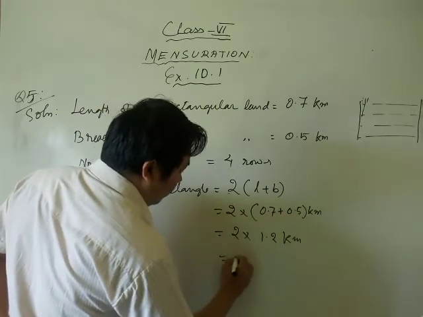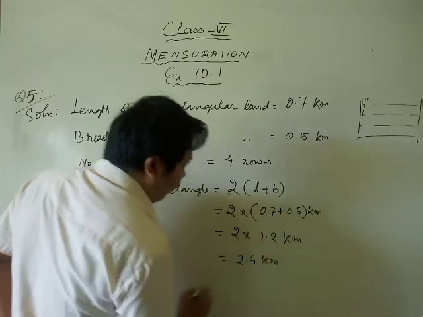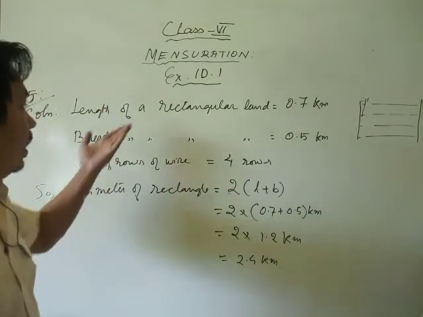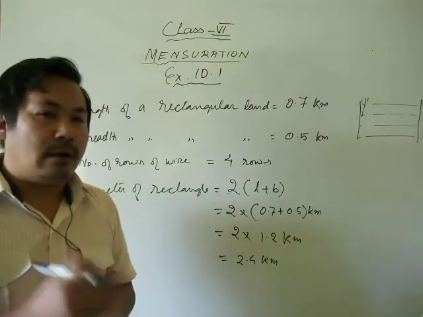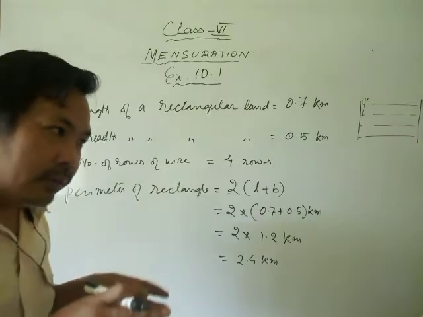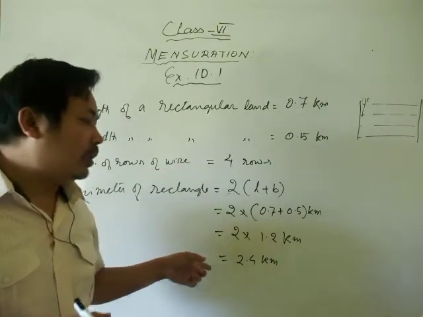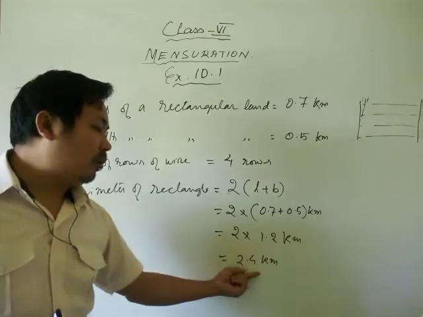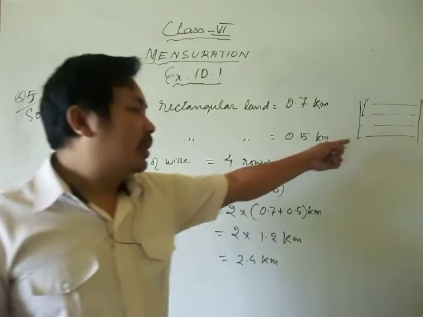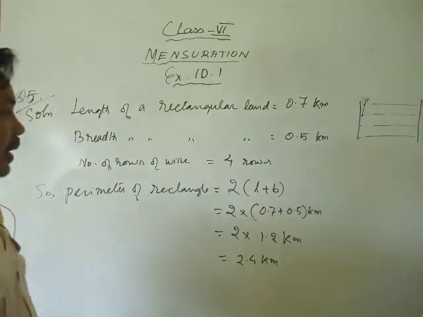That is 2.4 kilometer. So 2.4 kilometer is the perimeter of the rectangular land. Means the total length of the boundary, or total distance of the boundary, isn't it? So for one single row, this many kilometers of wire. And for 4 rows, how much will be there? So we have to multiply it by 4.